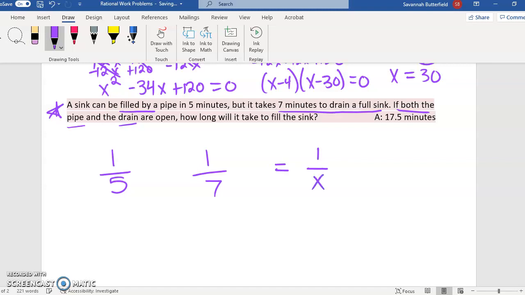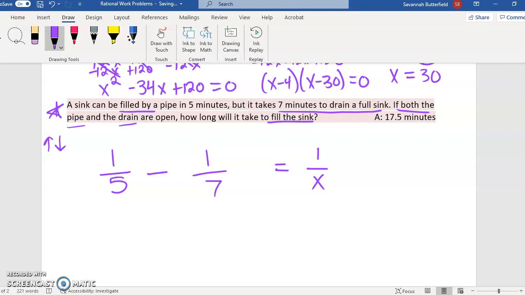Now, filling a sink, that's making the water level go up. Draining a sink is making it go down. So this is where they're actually moving in opposite directions. They're not working together this time. They're actually working against each other. So what we're going to do is subtract. I'm going to put the 1 over 5 minus the 1 over 7 because we're trying to fill the sink. We're trying to make the water level go up. So we're going to say what is filling it minus what is draining it equals the time that it'll take to fill it.